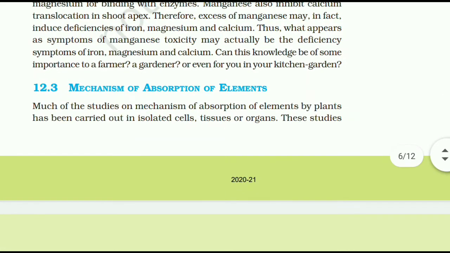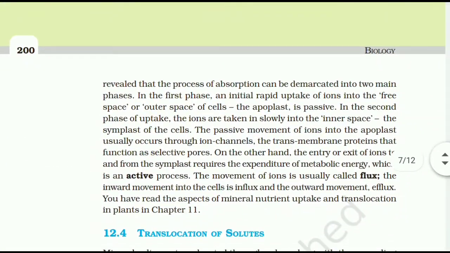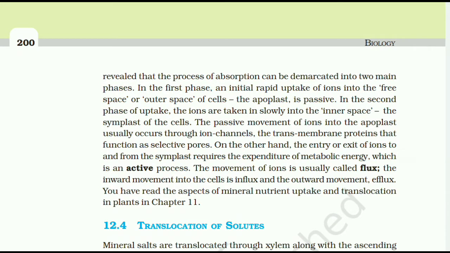12.3 Mechanism of absorption of elements. Much of the studies on the mechanism of absorption of elements by plants has been carried out in isolated cells, organs, or tissues. These studies revealed that the process of absorption can be demarcated into two main phases. The first phase is an initial rapid uptake of ions into the free space or the outer space of the cells, the apoplast. This is passive. In the second phase of uptake, the ions are taken in slowly into the inner space, the symplast of the cells.